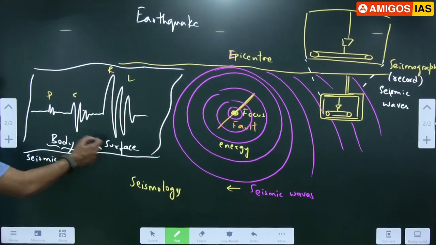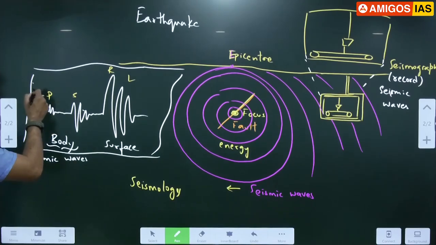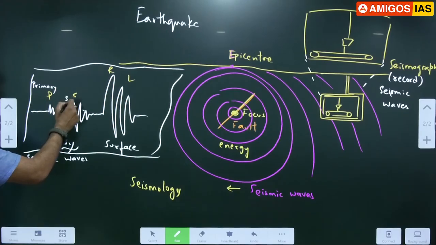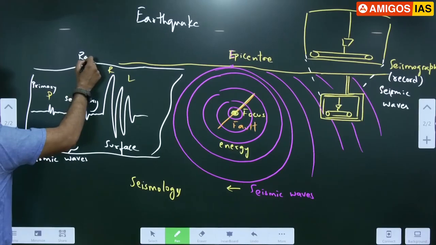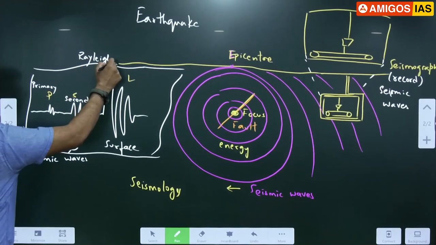Okay. Body waves, surface waves. P is primary. S is secondary. R is Rayleigh. L is Love.